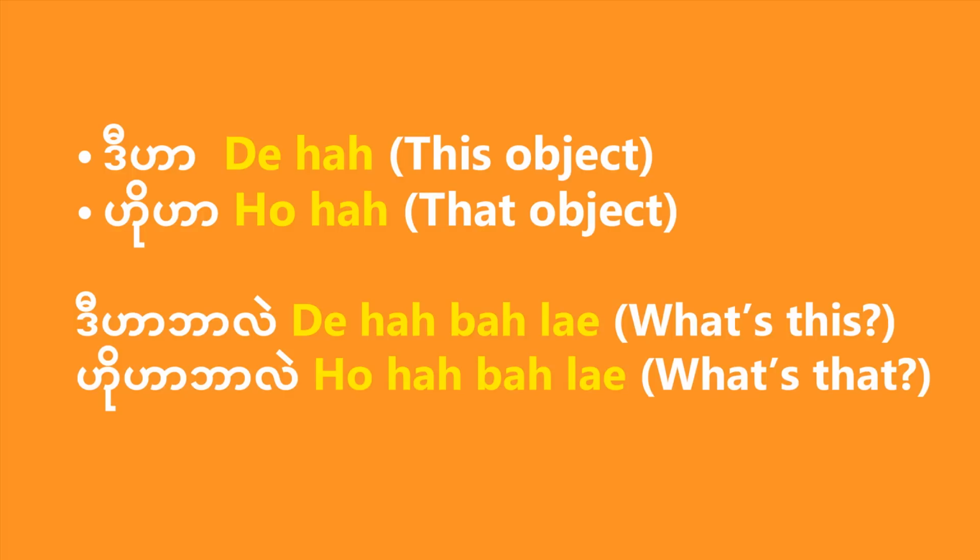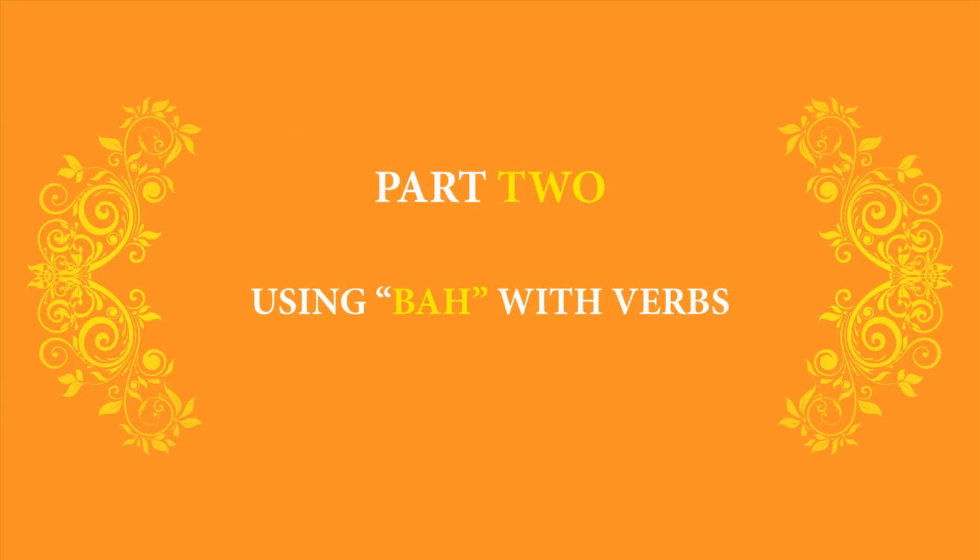In normal speech, these questions might sound like dia ba le instead of diha ba le, and hoa ba le instead of hoha ba le. Let me repeat. It's diha ba le or dia ba le for what's this, and hoha ba le or hoa ba le for what's that. Let's go to the next level. Let's ask questions with specific verbs indicating actions.